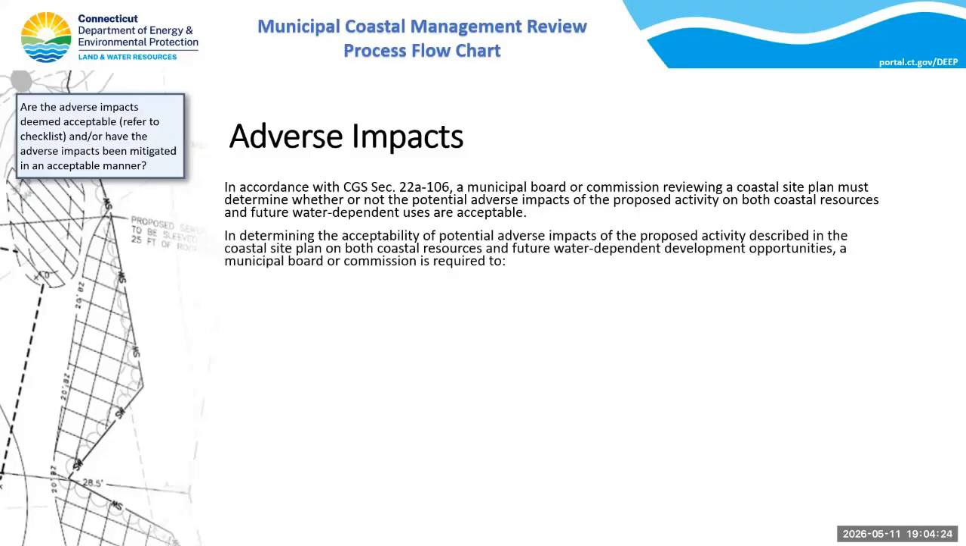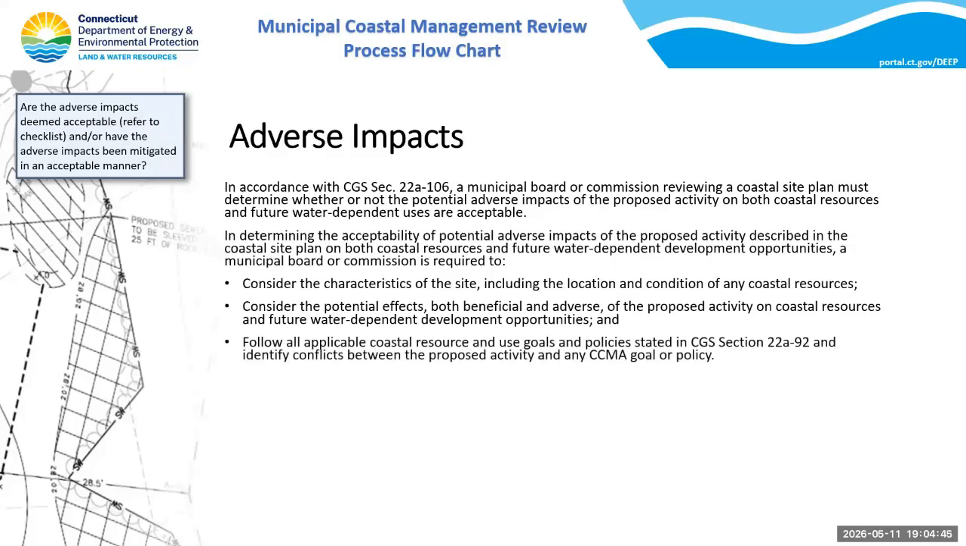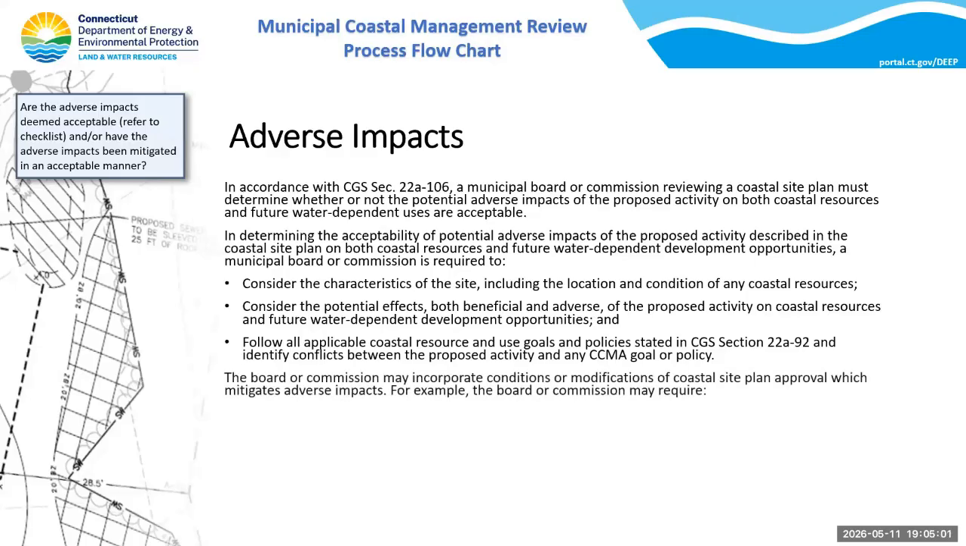So in determining the acceptability of potential adverse impacts, the commission must consider the characteristics of the site. That includes the location and condition of any coastal resources. Consider the potential effects, both beneficial and adverse, of the proposed activity on coastal resources and water dependent development opportunities. And follow all applicable coastal resources and use guidelines and policies as outlined in CGS section 22A-92, which is the overview of the Coastal Management Act, and identify conflicts between the proposed activity and any CCMA goal or policy.